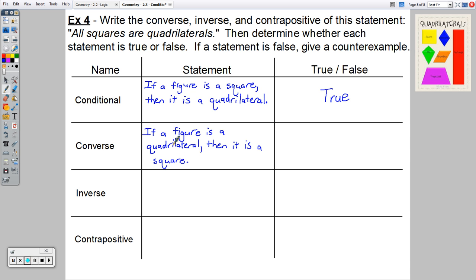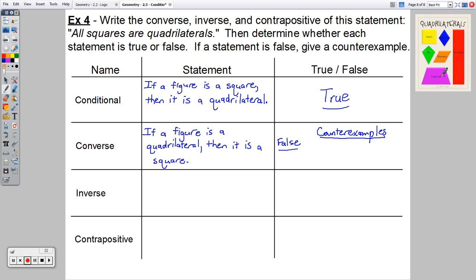So does this have to be true? If you have a figure that is a quadrilateral, so it's a four-sided shape, doesn't specify anything beyond that, four-sided polygon, does it have to be a square? I would say no, definitely not. So this is false, but what makes it false? If it's false, you've got to give a counterexample. So here's a counterexample. Here's actually a few counterexamples. You can see pictures of some counterexamples here.